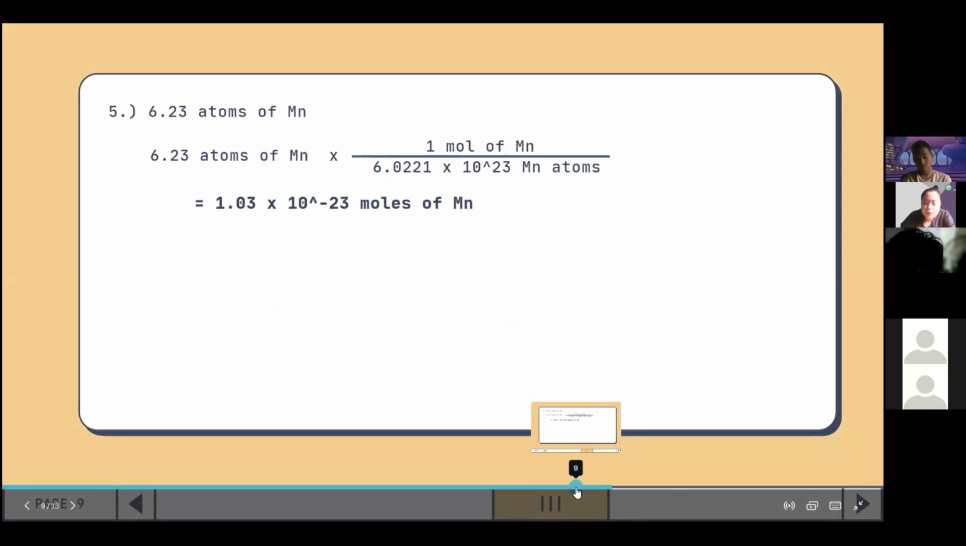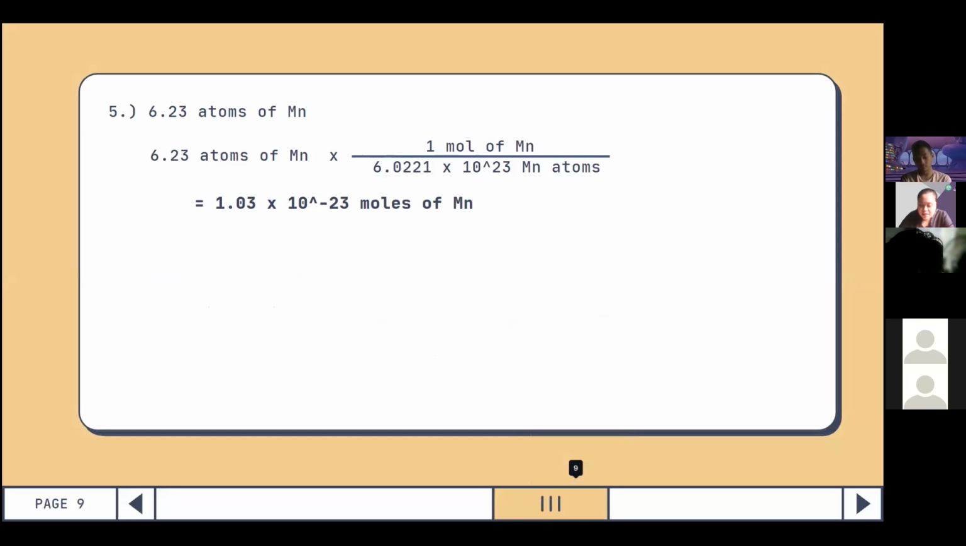Okay, so 6.23 atoms of manganese divided by 6.0221 times 10 raised to the power of 23. Cancel this. Okay, the answer is 1.03 times 10 raised to the power of 23. So this one is also correct.